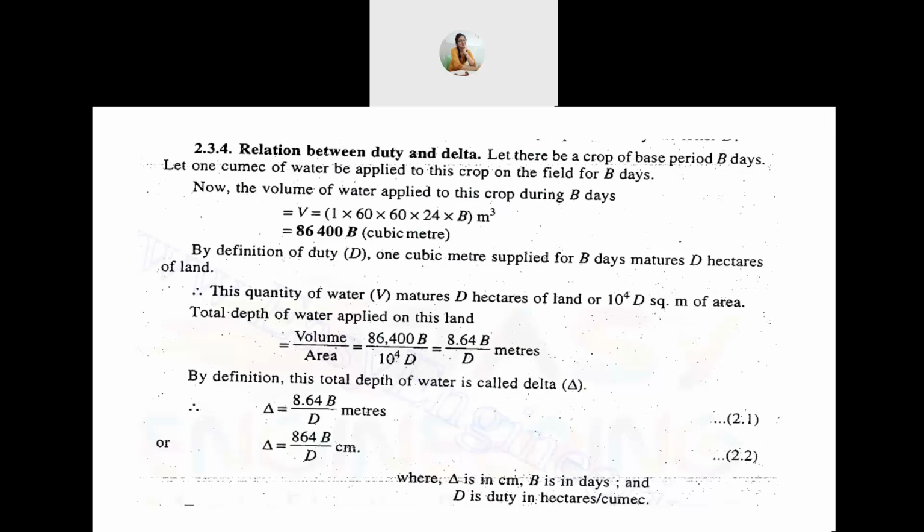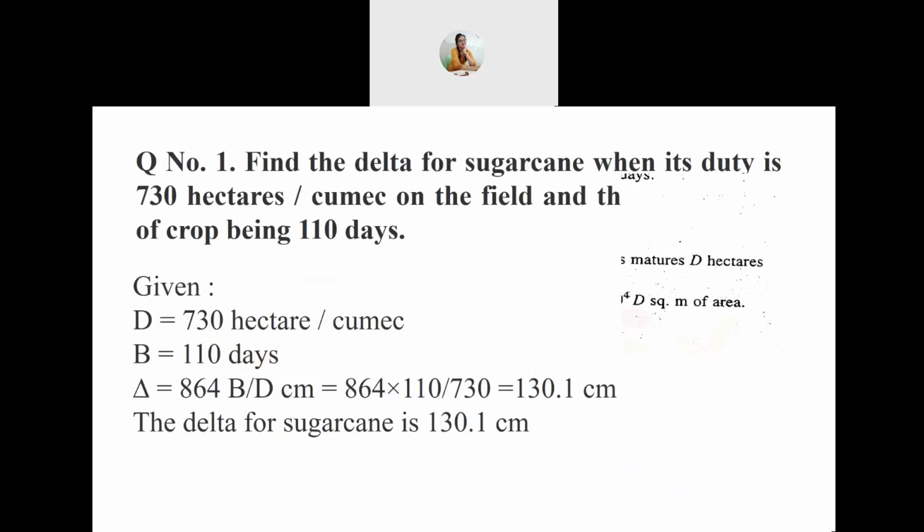So you should note down the formula or the relationship of delta and duty. It is important for you all to solve the numerical problems. So the first problem I cited here is: find the delta for sugarcane when its duty is given as 730 hectares per cumec on the field and the base period is given as 110 days.